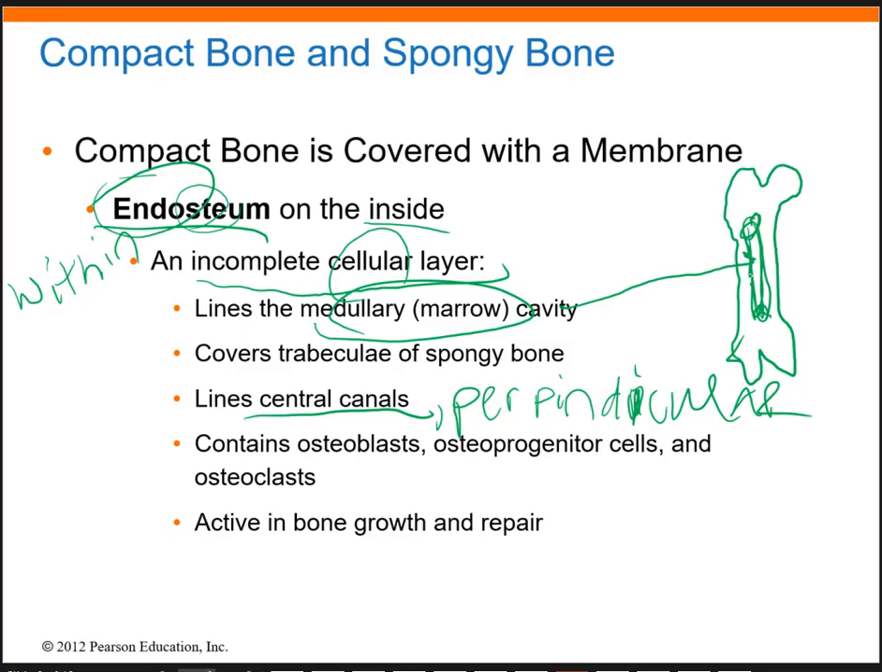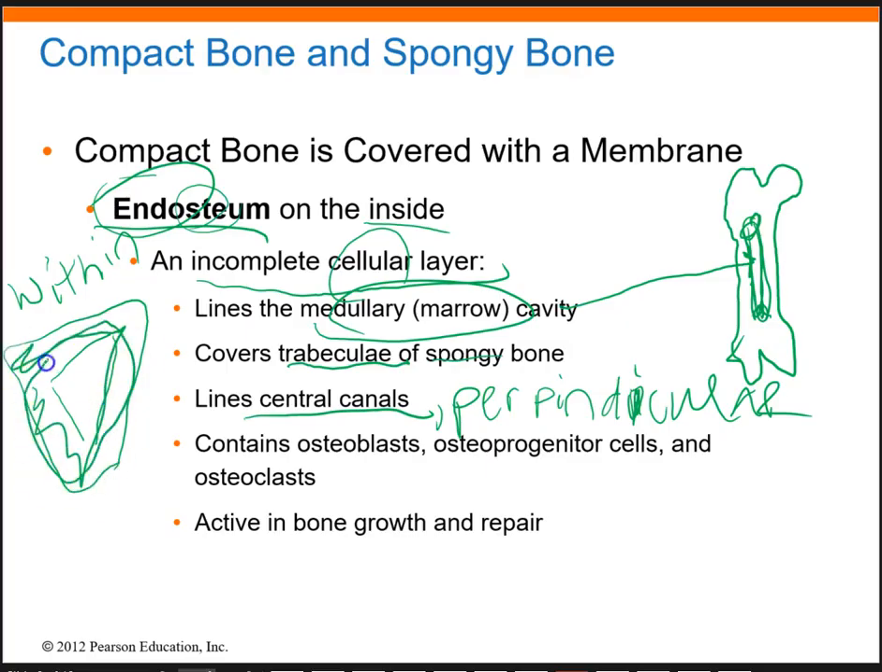The endosteum lines or covers the trabeculae of spongy bone. We just saw that spongy bone has these rods of bone tissue, right? And then there's open area in the middle of them. The trabeculae, those are these rods of bone. So in this case, these 3 rods of bone tissue or 3 trabeculae would be lined with the endosteum. It would cover their surfaces.